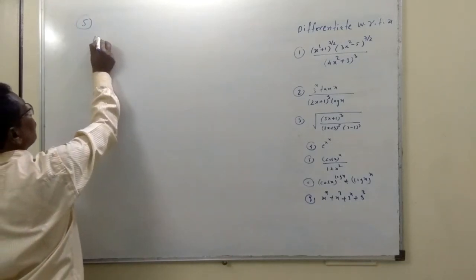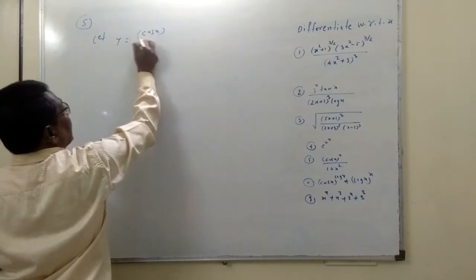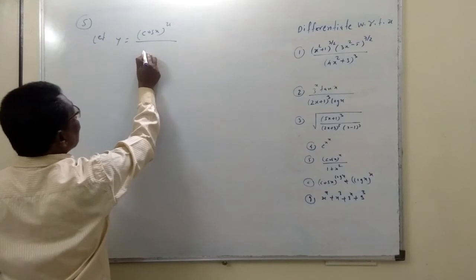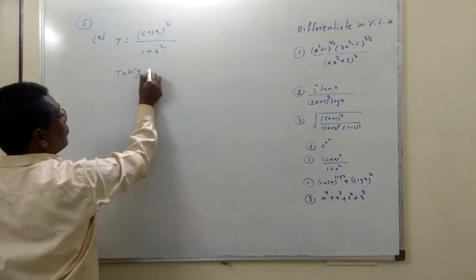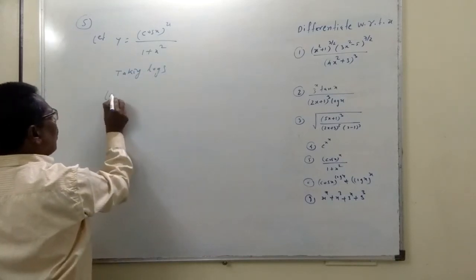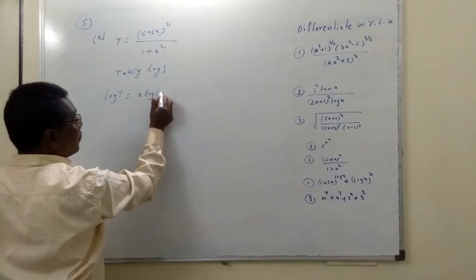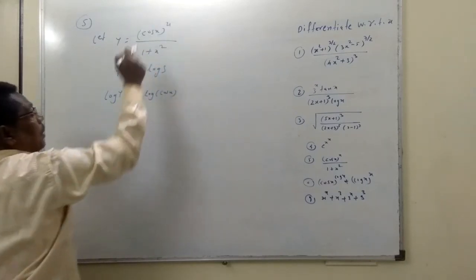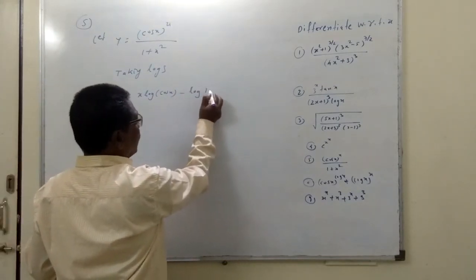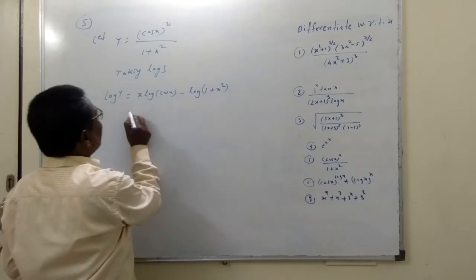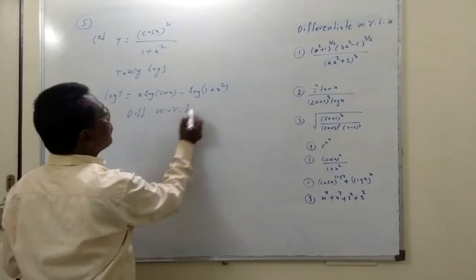Let y is equal to cos x raised to x divided by 1 plus x square. So taking logs, log y is equal to x log of cos x. Now here the function is not differentiable as it is, but here the function is differentiable, and minus log of 1 plus x square. Now take the derivative, so differentiate with respect to x.